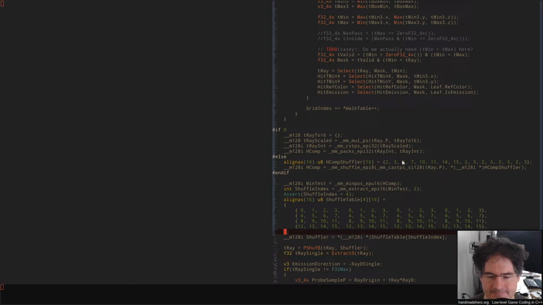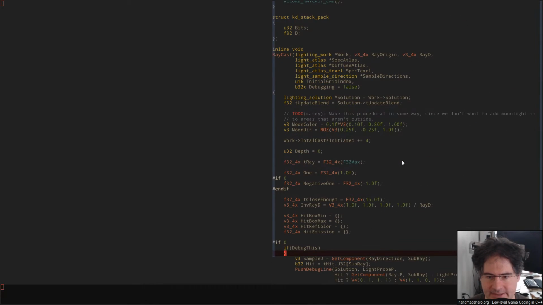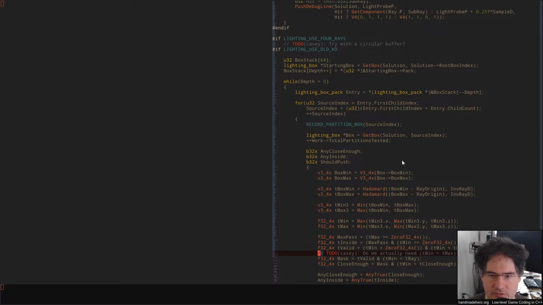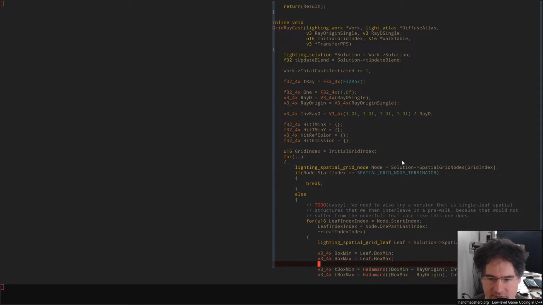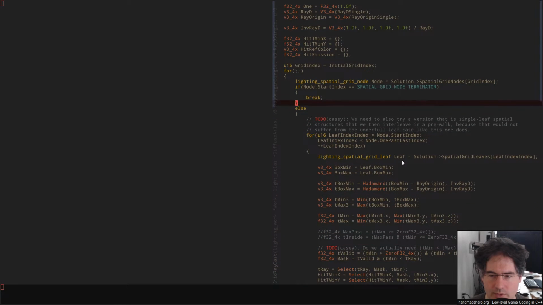So that's where we're at. And I guess, like I was saying, if you look in here, here's the new routine, and you can see how it works. We load up a spatial grid node here, because we've got the start index and all that stuff, right? If it looks like it was a terminator, so if it was on the apron, then we stop. Otherwise, we keep going.